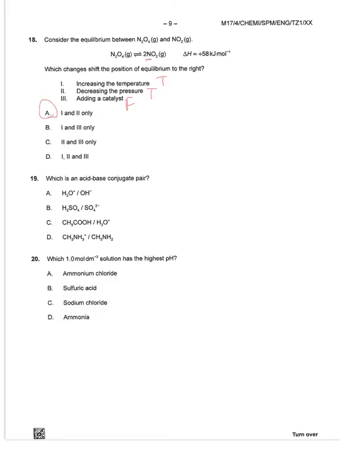Number 19, which is an acid-base conjugate pair? A and B both look good, but if one is true, the other would have to be true, because in each case, you've lost two H pluses. So they aren't a true conjugate acid pair because there's another substance in between. H3O plus goes to H2O, goes to OH minus. And the same thing with H2SO4. It's polyprotic, so you would take off one hydrogen at a time.